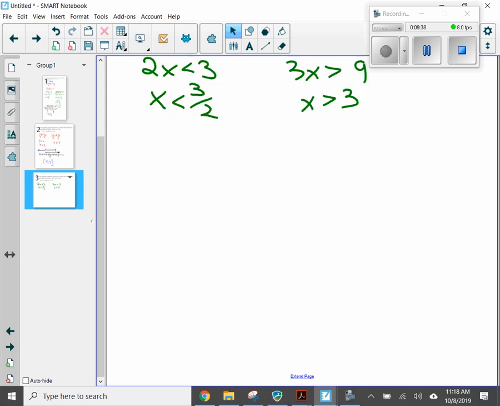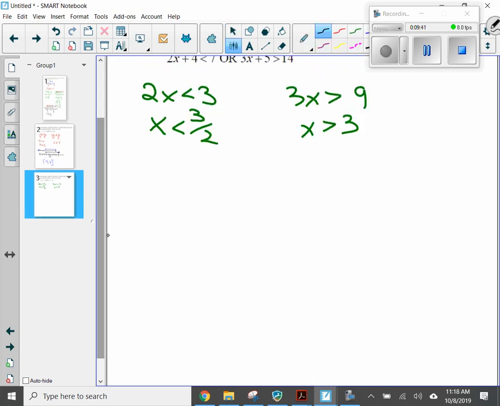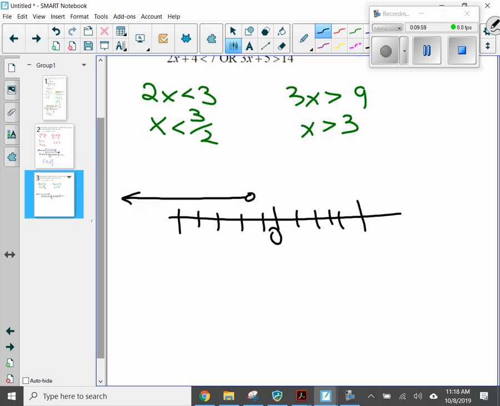So I'll make my graph. 0, 1, 2, 3, 4, 5, 1, 2, 3, 4, 5. So this piece right here says x is less than 3/2. So that's 1.5, and I'm going that way as one part of my solution. And x is greater than 3, oh, I made a mistake. I filled in the dot. Shouldn't do that because the dot is not supposed to be filled in. Okay, because it's just greater than 3. So there's 3 like that. And since it's an OR inequality, it's going to be both.